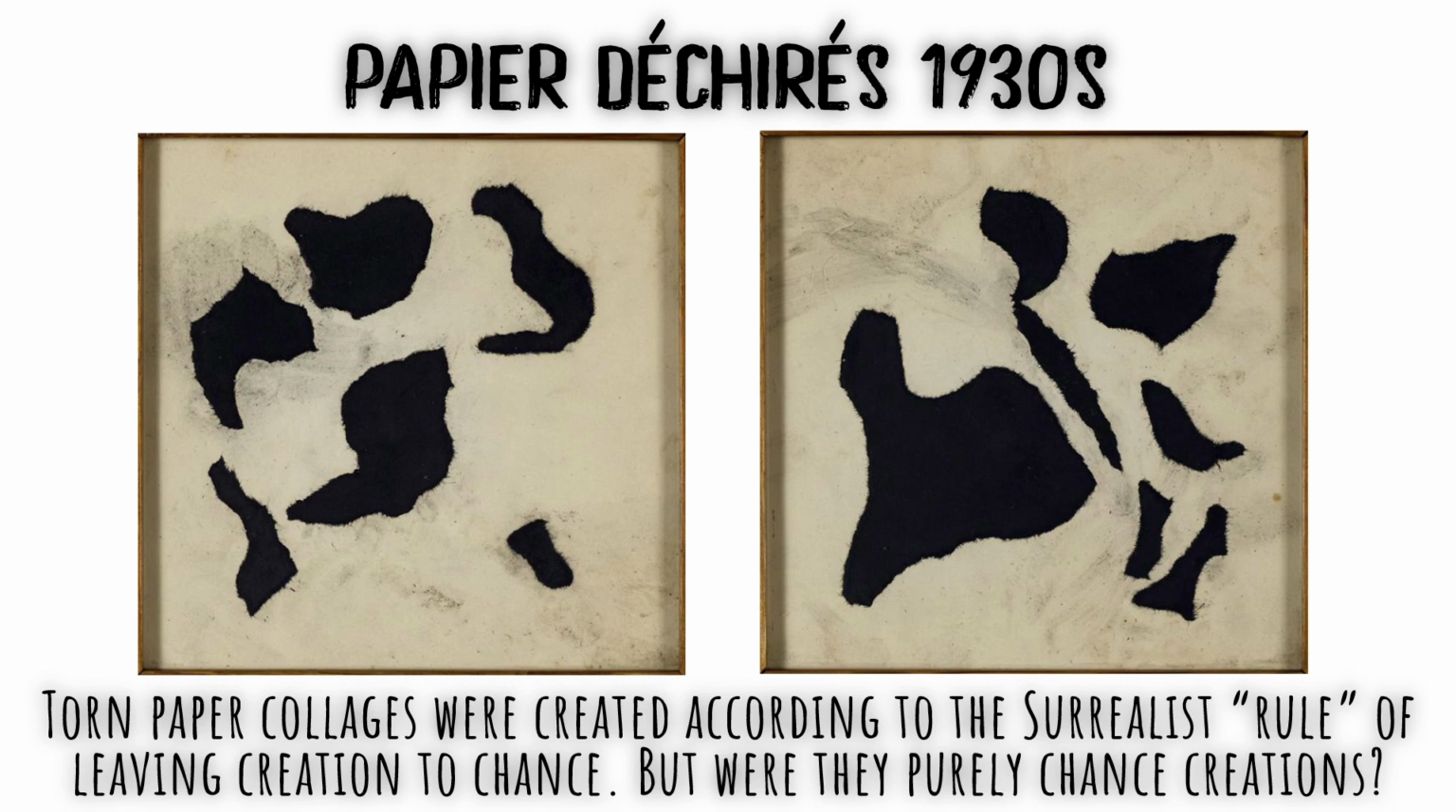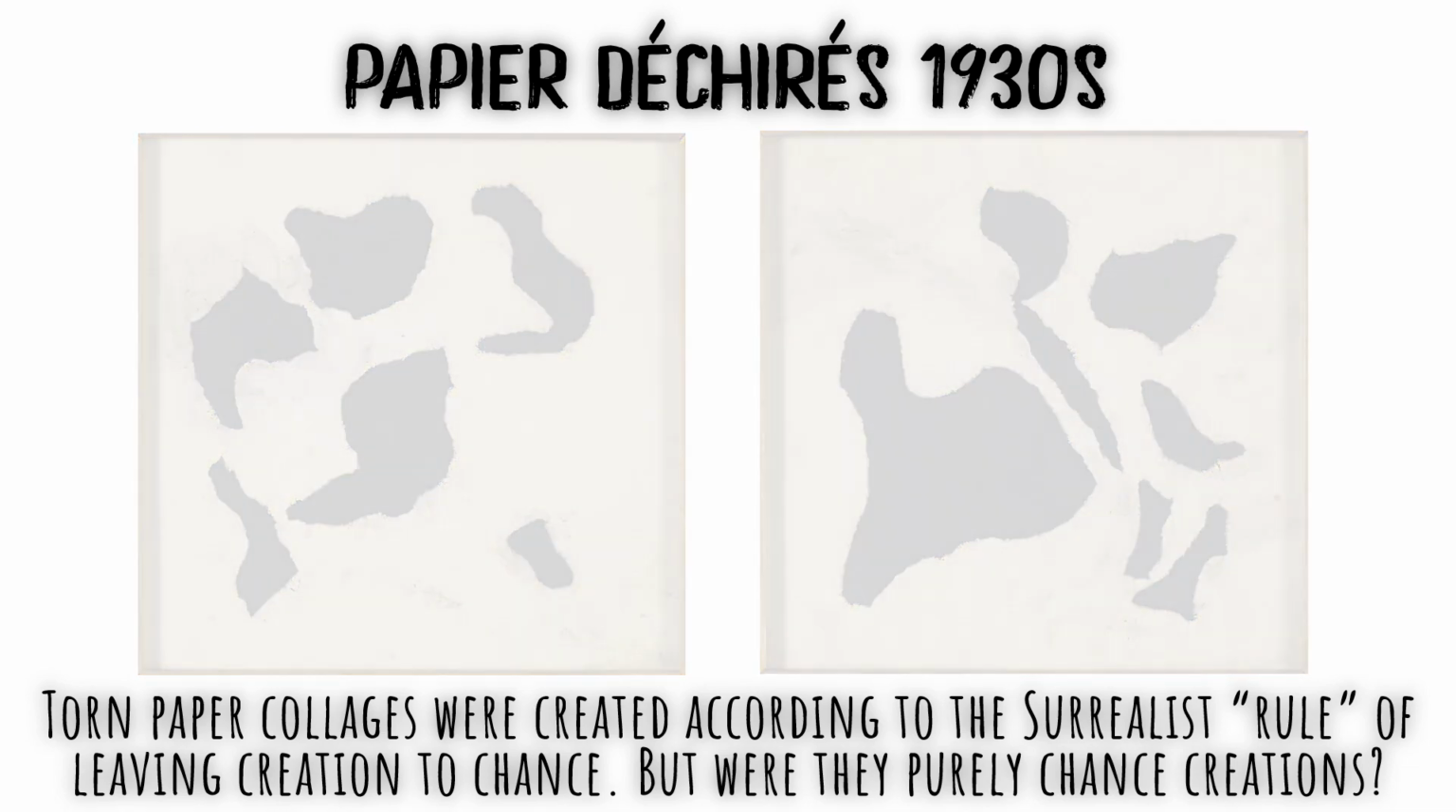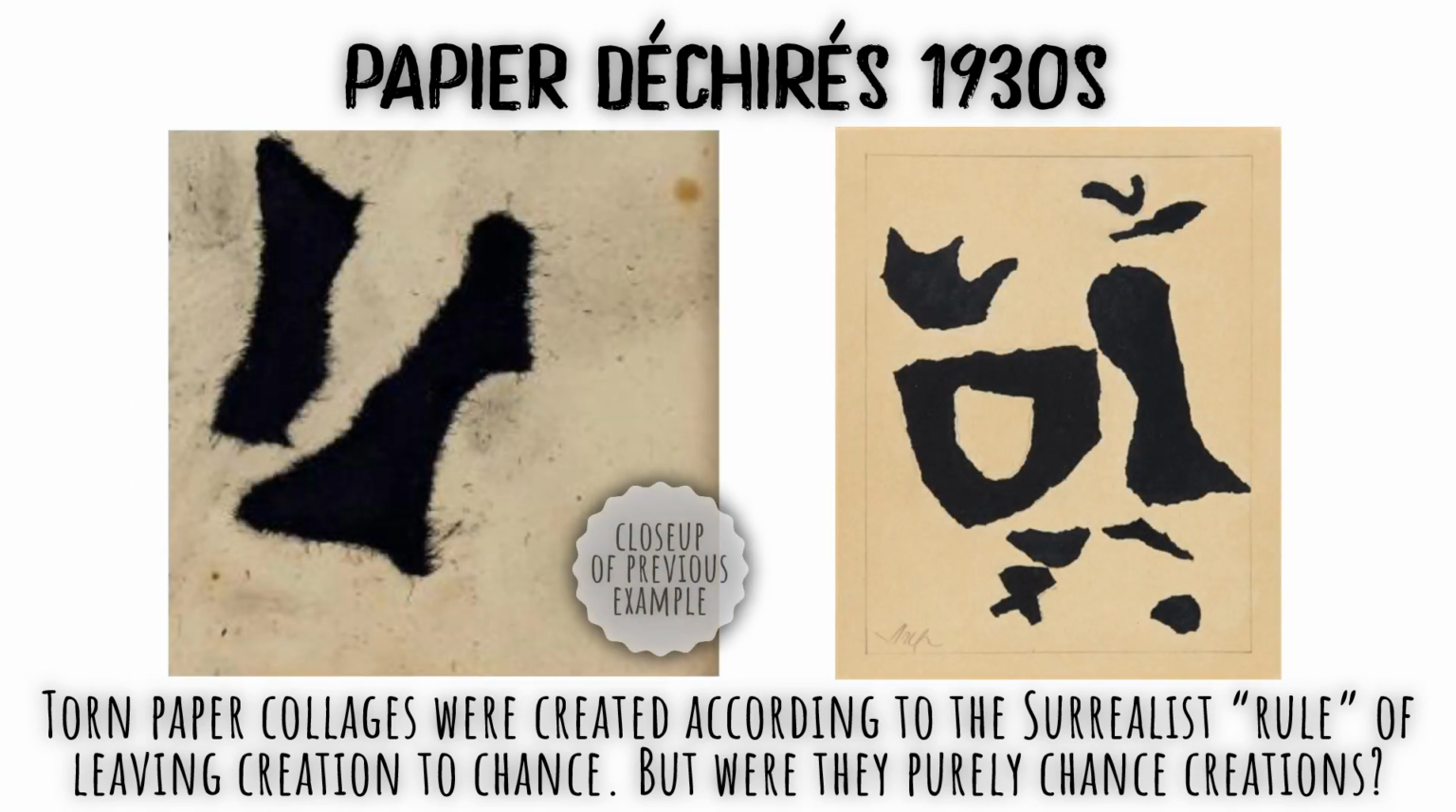But were they purely chance creations? Did he simply drop pieces of torn paper from a height and glue them down where they fell? It's a nice idea. However, we do know that Arp was also interested in constructivist ideas about ordered, rational compositions. So in these 1930 torn paper collages, do we maybe see a balance between surrealist chance and constructivist order?